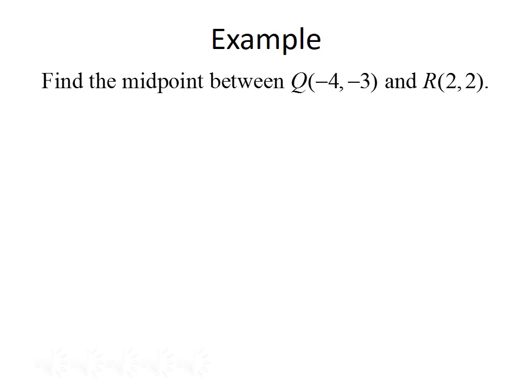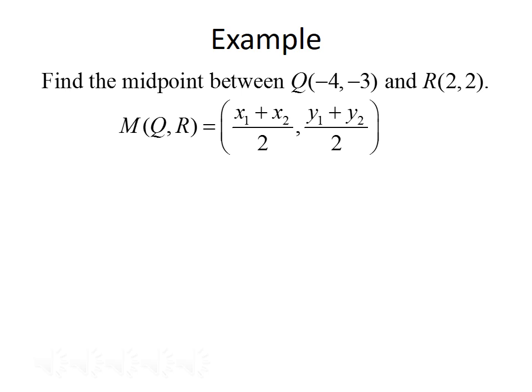Let's do one final example. For this one, we want to find the midpoint between the points Q, defined with coordinates negative 4, negative 3, and the point R, defined with coordinates 2, 2. Again, I'd like for you to take a couple minutes and see if you can find the midpoint between these points. When you think you have an answer, continue the lecture.